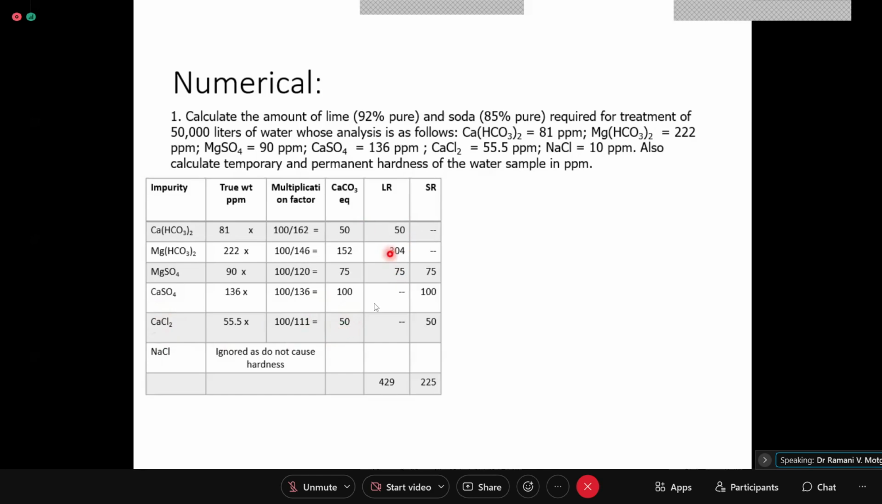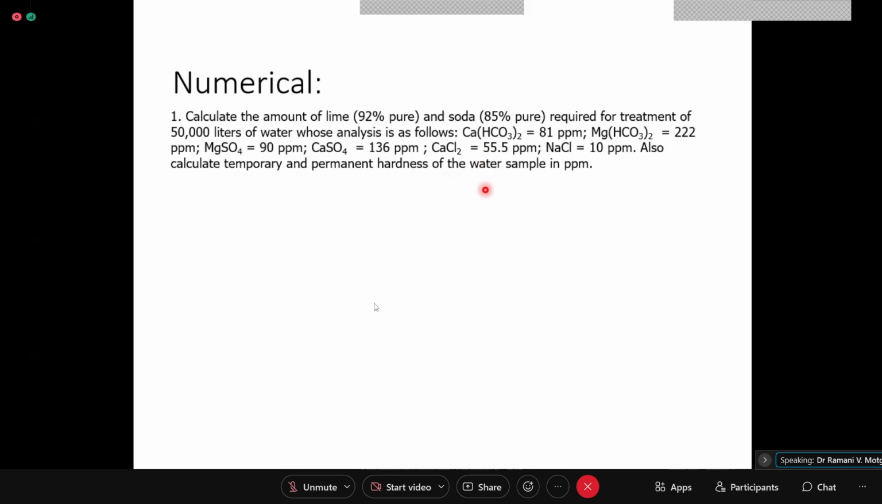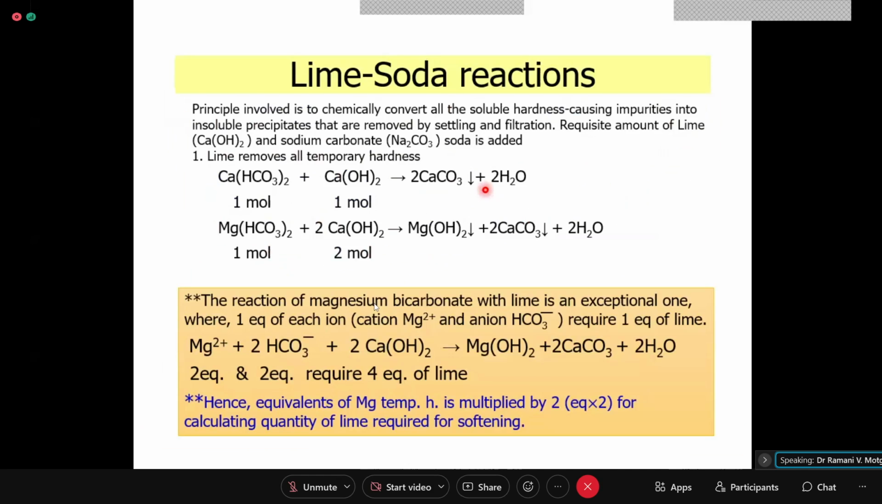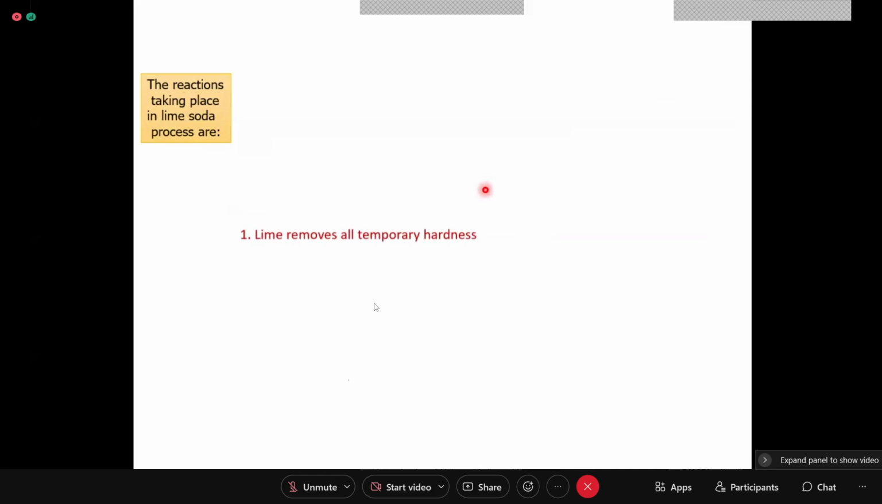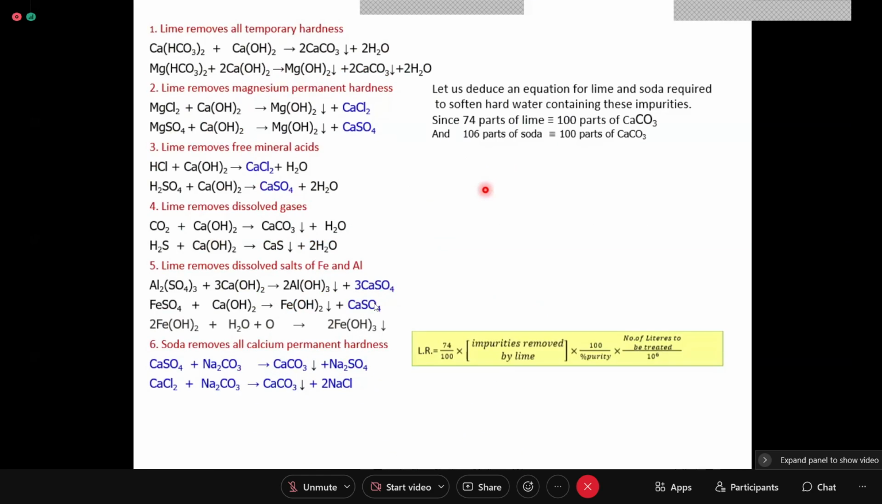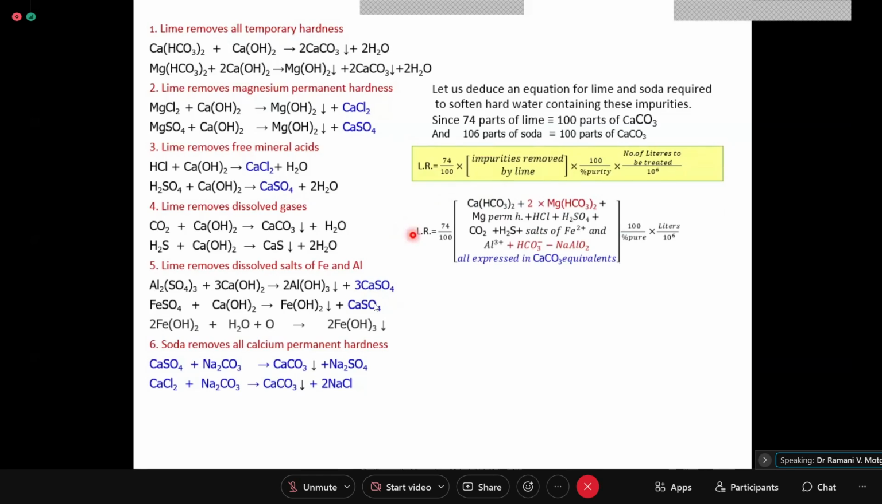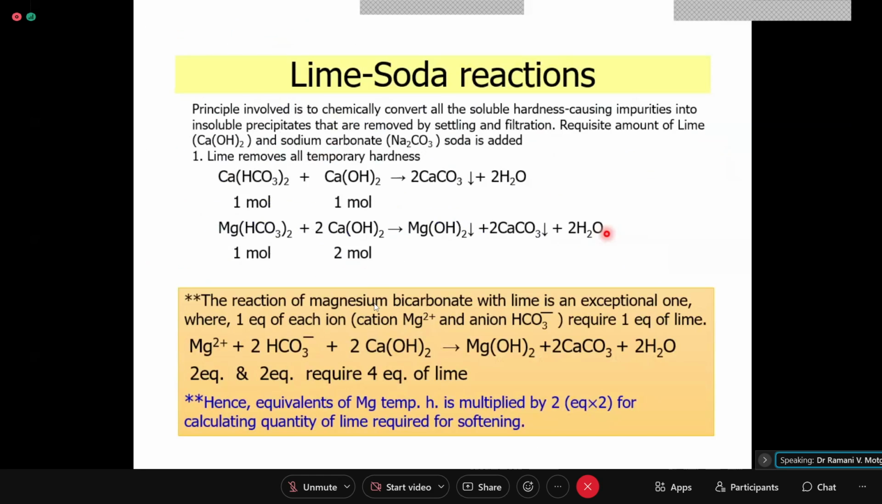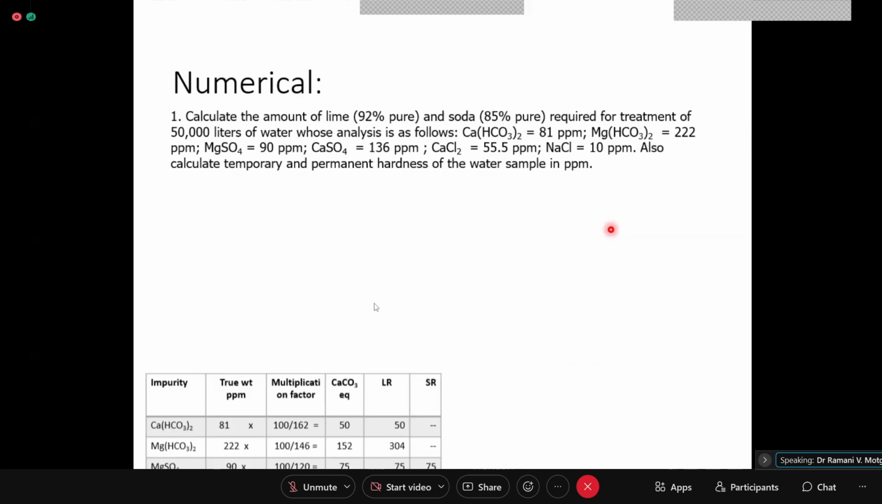Now, what is the most important part? What we were writing in that formula which we derived, right? This particular formula, right? This one. Okay. So LR we have written from these reactions. So what is there? Calcium bicarbonate plus 2 into magnesium bicarbonate. Okay. Then magnesium permanent hardness and so on. So we will first see in this table how to write these things.